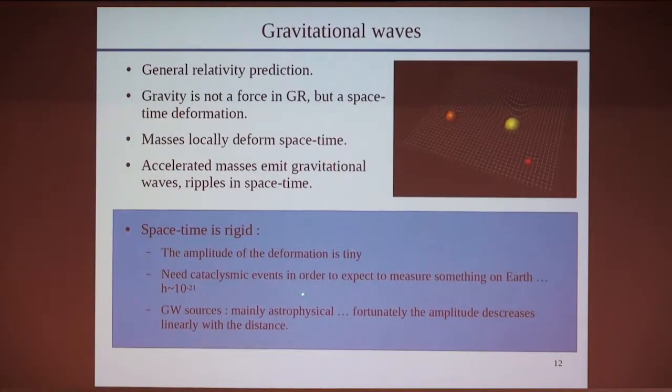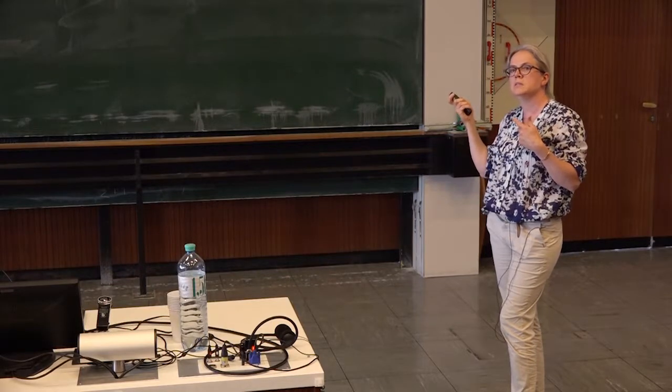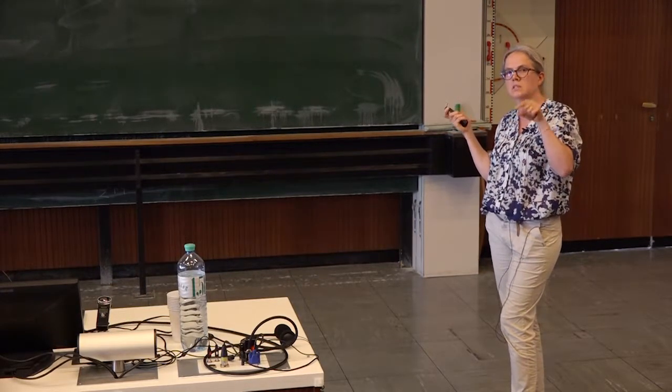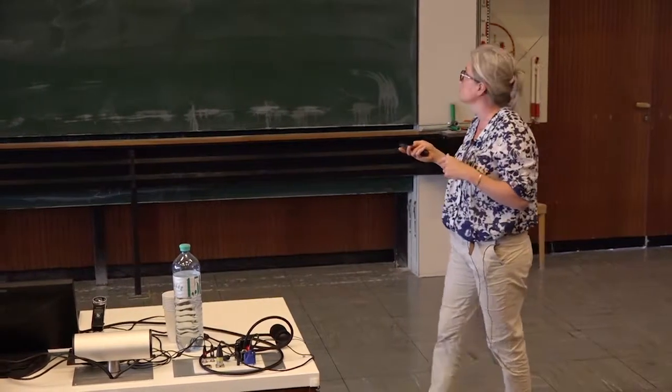They are relativistic objects. They need to move very fast, and be very energetic. So typically the sources are astrophysical. But the good thing is that the amplitude of gravitational waves decreases with the distance, and not with the distance squared like an electromagnetic wave. So we gain with that.